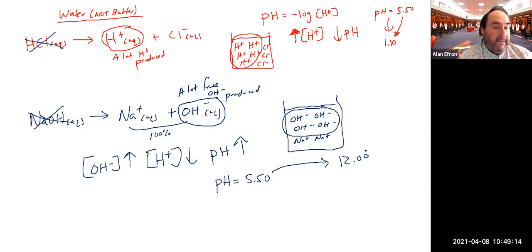So obviously it would make sense now to talk about what would happen when we actually add this to a buffer. So let's just use the buffer everybody loves to use in these situations. We'll go with our classic acetic acid and sodium acetate buffer.